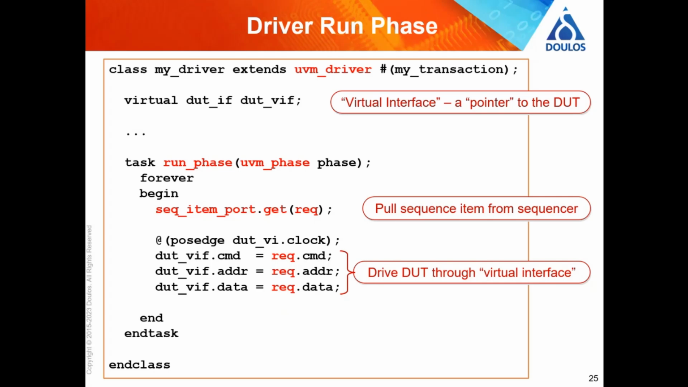So we now have this class. REQ is a variable that is of class myTransaction, which is the transaction you saw 3 or 4 slides ago. If you remember, it had data members called command, address, and data. And so these 3 lines of code are copying the information from inside this abstract thing called a class via the virtual interface to the corresponding pins on the design under test.